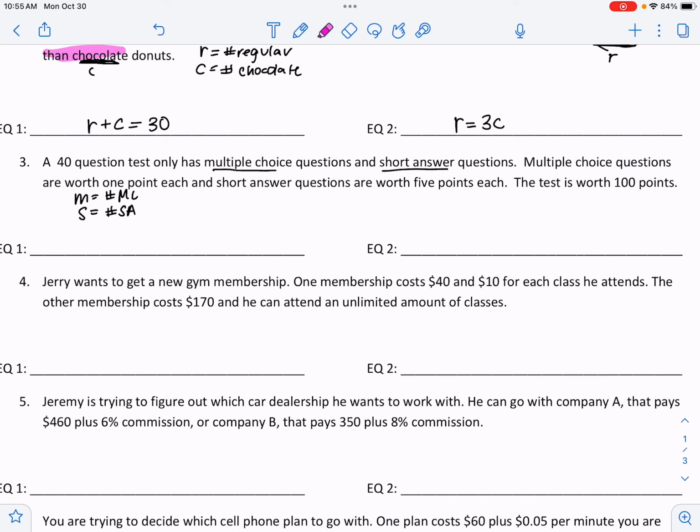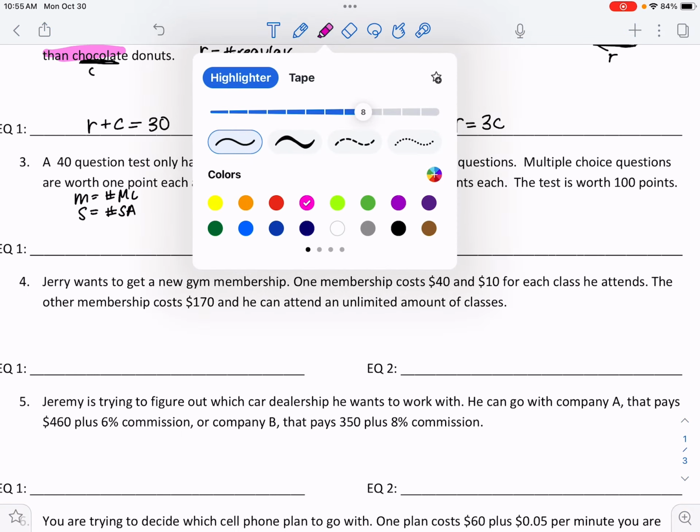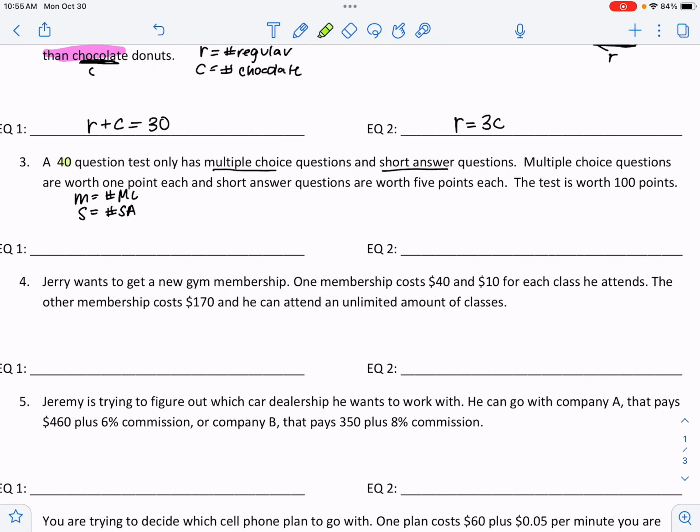Okay, and so it says there are a total of 40 questions, and it's worth a total of 100 points. Okay, and so if I add M plus S, it's not 100. Remember, M represents the number of multiple choice questions. So if I add M plus S, I should get a total of 40 questions.